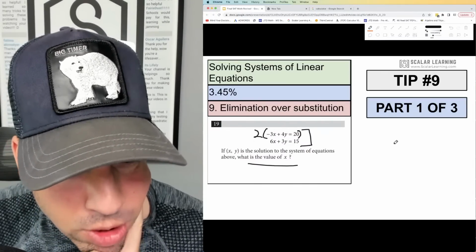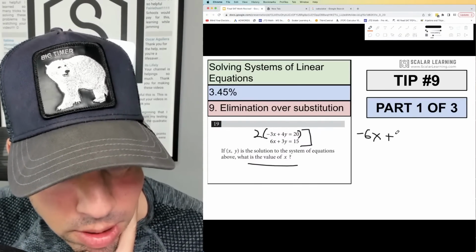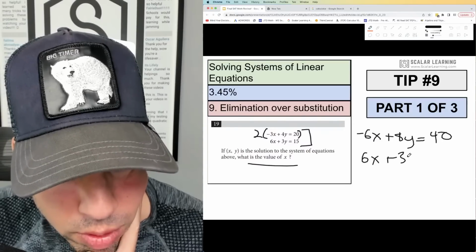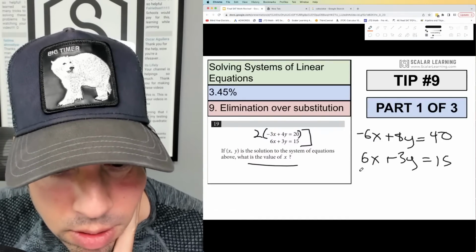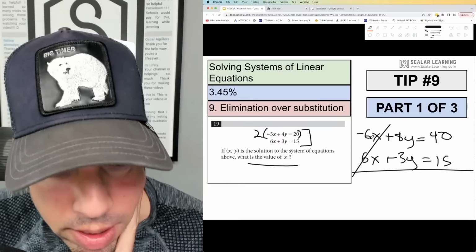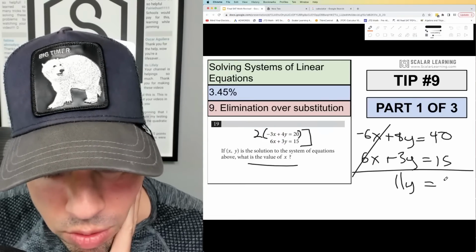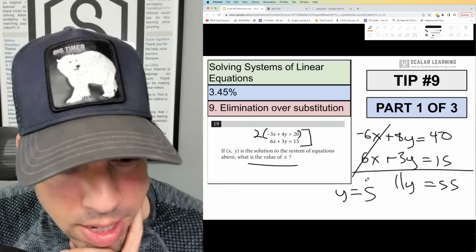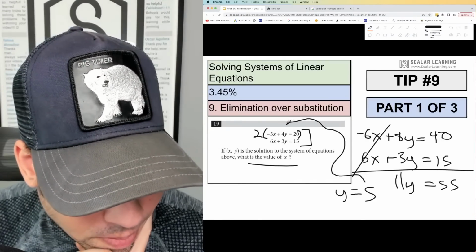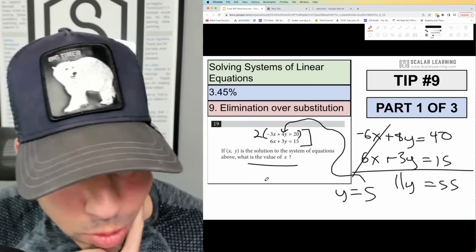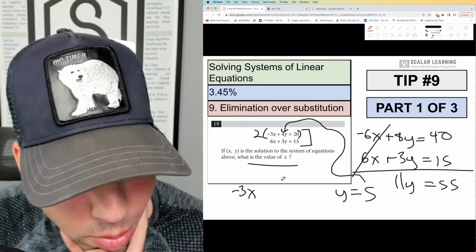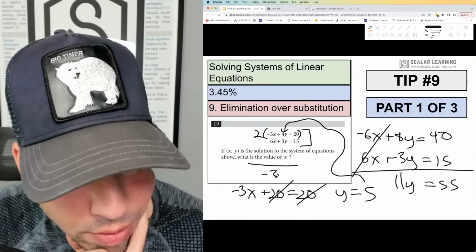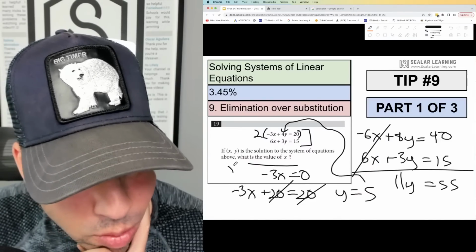So look at this. Easily I can multiply the top by 2. I got negative 6x plus 8y equals 40. On the bottom, 6x plus 3y equals 15. Add these together. Goodbye, right? Those cancel out. 11y equals 55. Y equals 5. Boom. And then quickly to find x, plug and chug. Plug it into the top one arbitrarily. You can plug it into either. Negative 3x plus 4 times 5 is 20 equals 20. Cancel, cancel. Negative 3x equals 0, which means x equals 0.